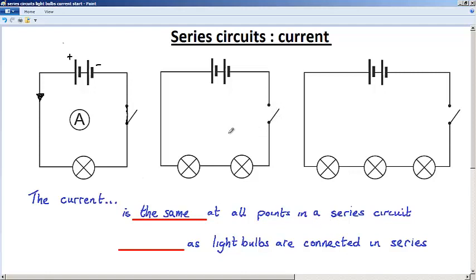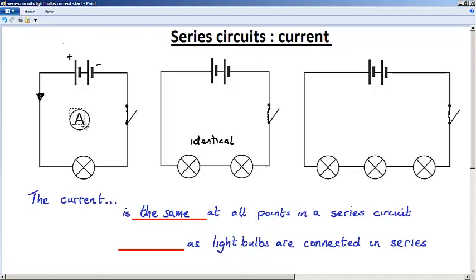Now let's have a look at these other two circuits, for example. In each case I'm introducing light bulbs into the circuit, and these light bulbs are all identical. They're all exactly the same thing. Now a light bulb really is just a resistor that gets very, very hot and emits light. So we can think of these as resistances. So what happens as I increase the number of light bulbs in the circuit? What happens to the current?